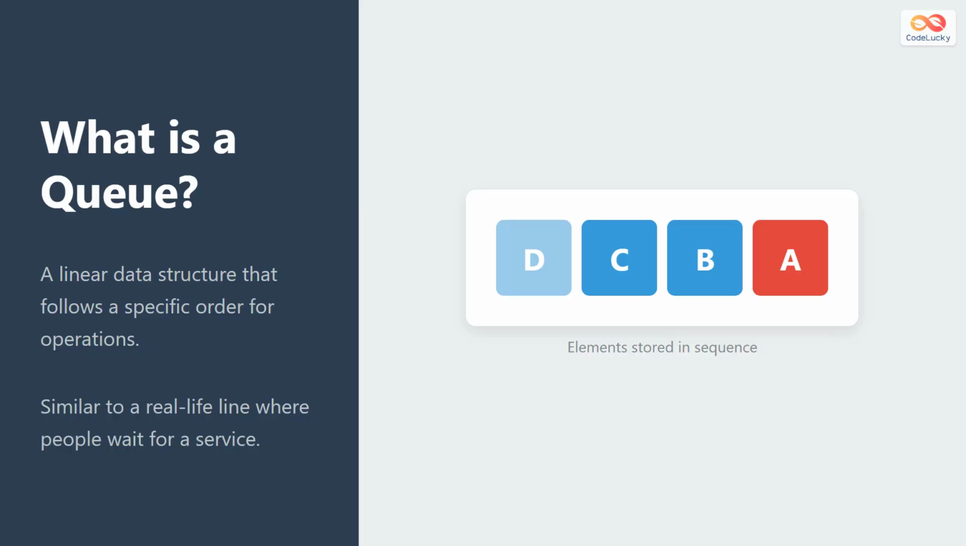So, what exactly is a queue? In simple terms, it is a linear data structure that follows a specific order for its operations. You can think of it just like a line of people waiting for a service. The elements are stored in a sequence, one after another.